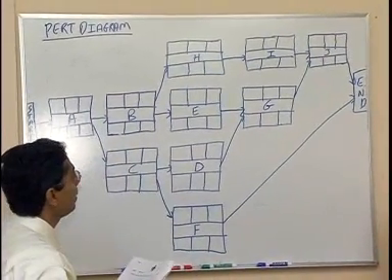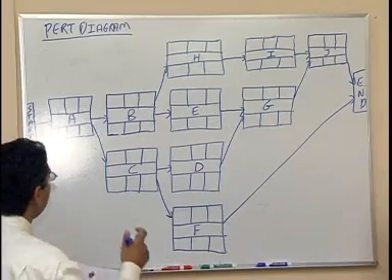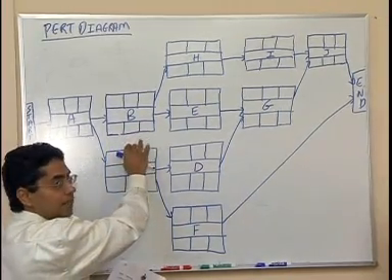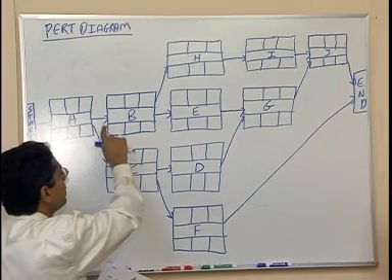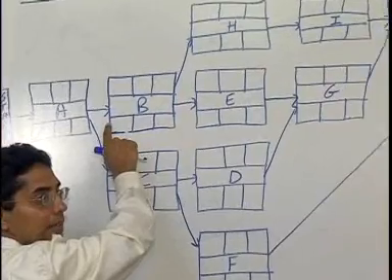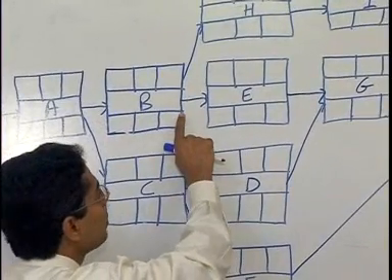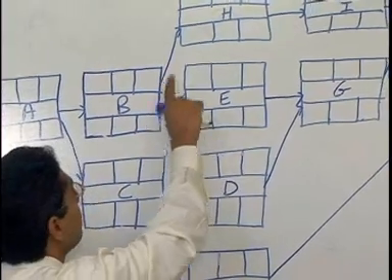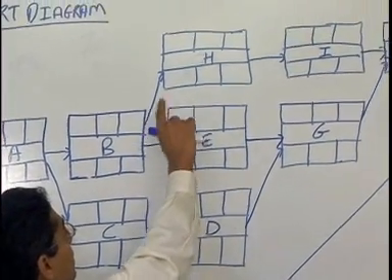Now, one thing very important to notice here, as I mentioned to you before, with each activity, please notice that all the arrows are coming into the left-hand side, and all arrows going out are going out to the right-hand side. In this case of B, it's coming out to the right.